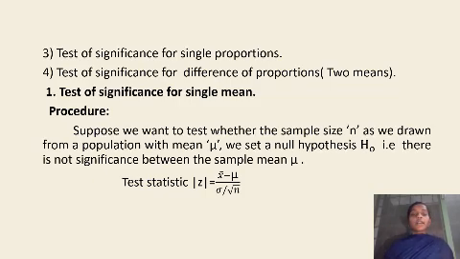Okay, first, test of significance for single mean. Procedure: we are concluding the procedure here. Suppose we want to test whether the sample of size n has been drawn from the population with mean mu. We set a null hypothesis that there is no significant difference between the sample mean and mu. Here we have the test statistic Z equals x bar minus mu by sigma by square root of n. Here sigma refers to standard deviation and x bar refers to mean.